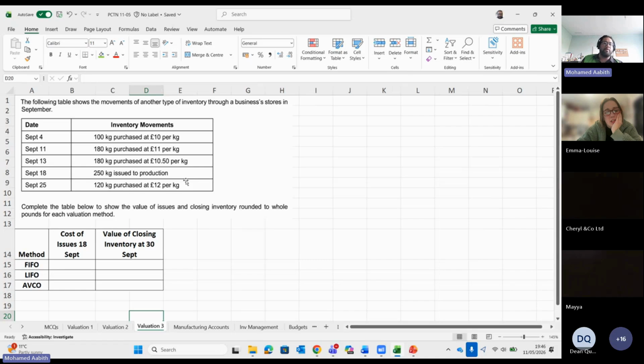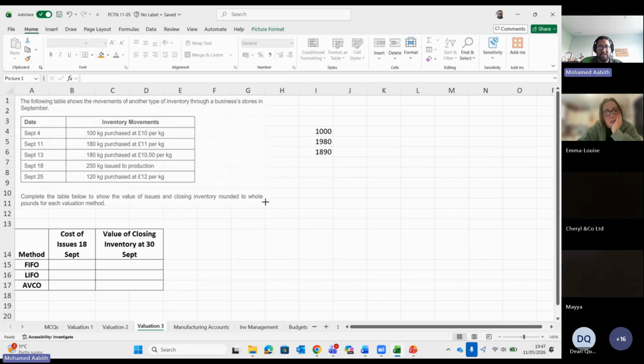So similarly, we have this question as well. They've given this that way. So they're saying here 100 kilograms purchased at a pound per kilogram. So it's the same thing. So if we look at it, this one is 1,000 pounds. And then the next one is going to be equal to 180 times 11. Then that is the amount it cost you. Then can you see that here the price is fluctuating? 180 times £10.50. So we have a different price now. And then they issued 250 kilograms.